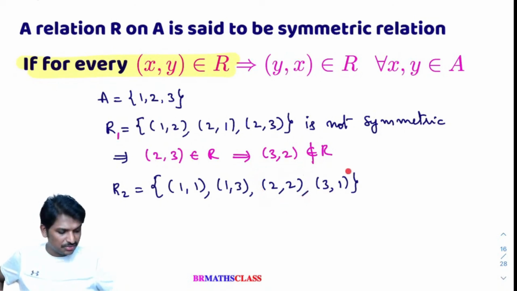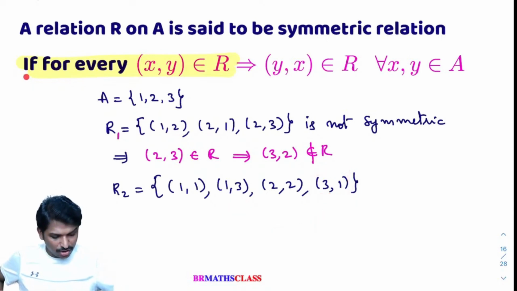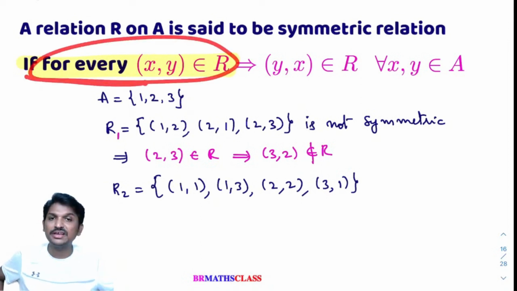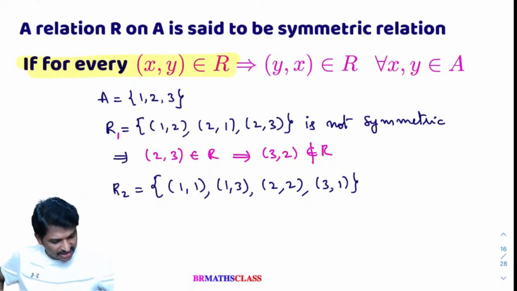Good. Now come to this one, 3, 1. What is the reverse order of this 3, 1? 1, 3. Is 1, 3 present in the relation? Yes. That means for every ordered pair x, y in the relation, y, x also belongs to the relation. This reverse, you see, x, y, x is there. 1, 3, 3, 1 is there. 2, 2 is there. 3, 1, 1, 3 is there. So this relation is a symmetric relation.